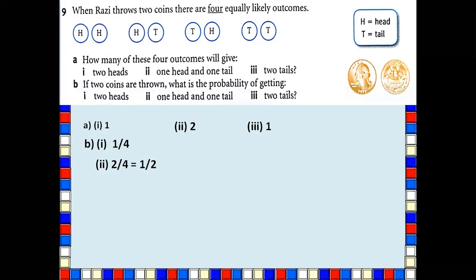Okay, the last part, Leen. 2 tails, yeah. 1 over 4. 2 tails, there is just one outcome with 2 tails out of 4 outcomes. Excellent, Leen. So that's everything about the lesson.